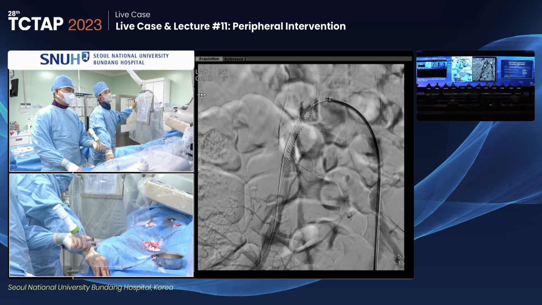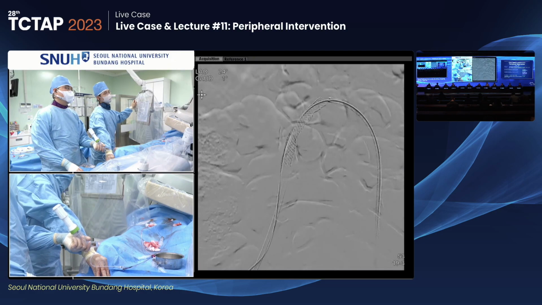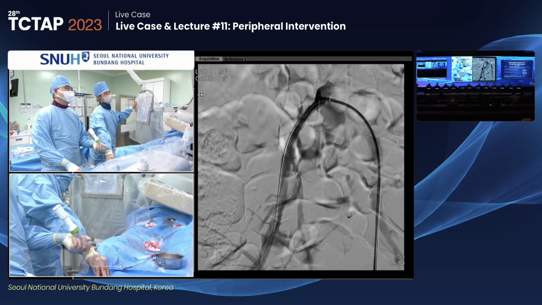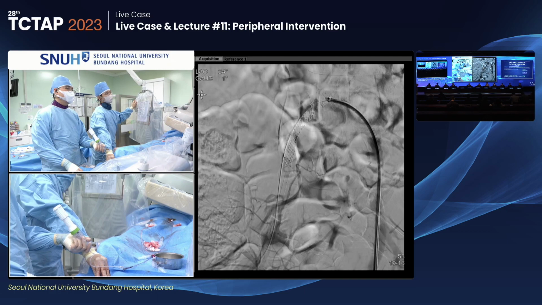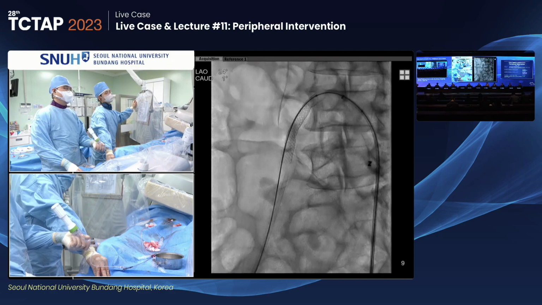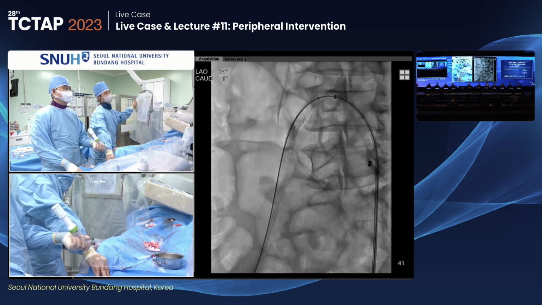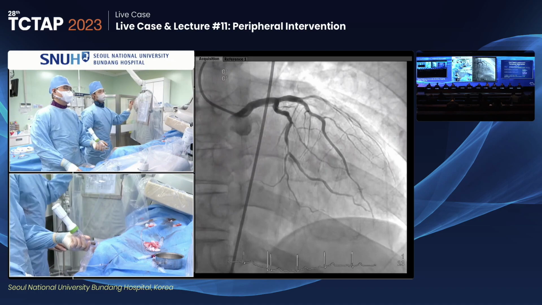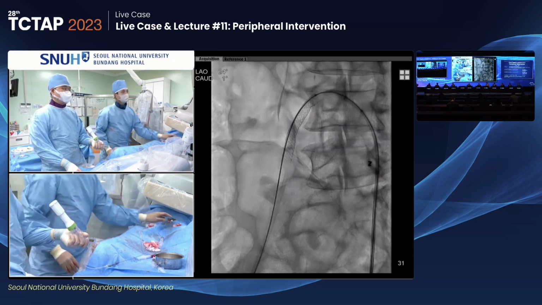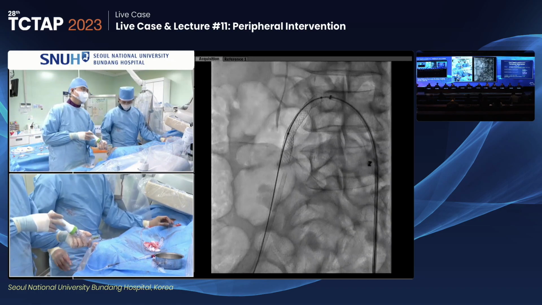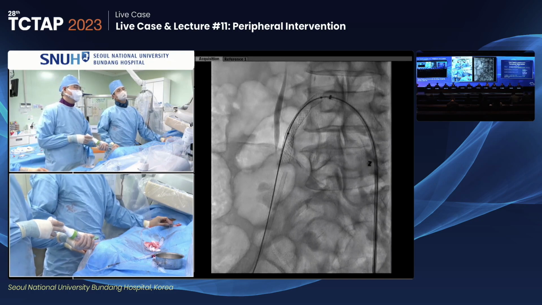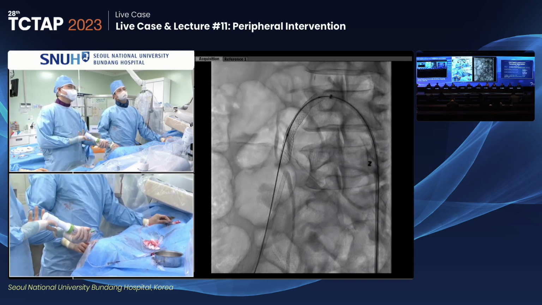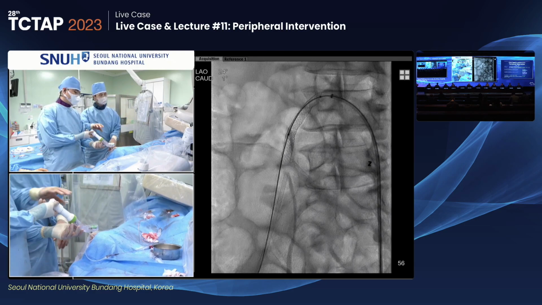But you can find there is a residual stenosis at common iliac artery, smaller than the external iliac artery. So now I inserted the balloon, 8mm balloon again. And then I will perform adjunctive balloon here until the patient feels severe pain.